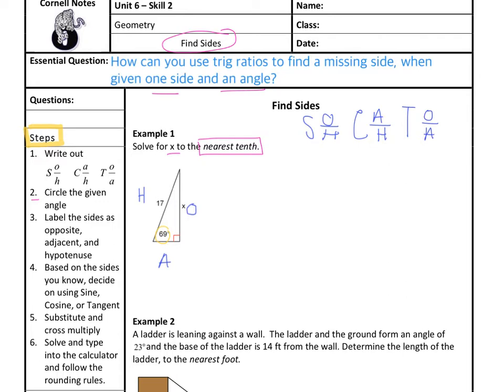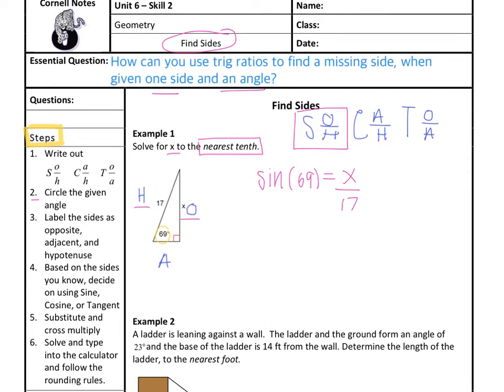So since I only have O and I have H here, if I go back to my trig ratios, that's going to be a clue that I need to use sine. So I'm going to write it out, and I'm going to say, okay, sine of your angle. Well, my angle here is 69 degrees, so that's going to go in parentheses. Equals opposite over hypotenuse. Well, my opposite side was x. My hypotenuse was 17. So that's where we are so far.